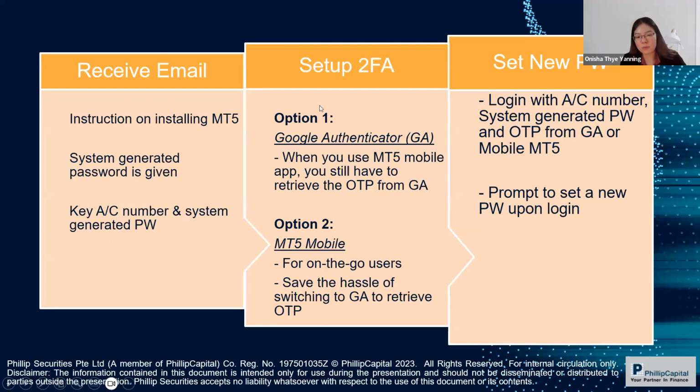You have two options. One option is to use Google Authenticator. The next is MT5 Mobile, which is for on-the-go users. It actually helps people save time, because those who use Google Authenticator may have other apps also using it, so it's easier for them to access, but they don't really use the MT5 app. If you use the MT5 app but link to Google Authenticator, you will have to get your OTP, the 6-digit password from Google Authenticator, to key into MT5, which is a bit of a hassle. So it depends on your preference.